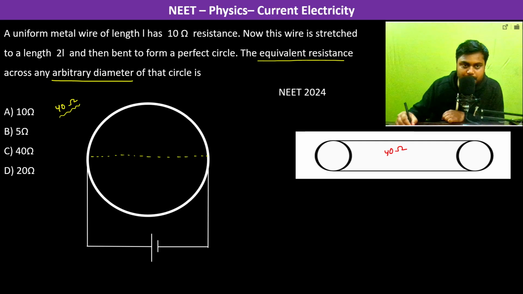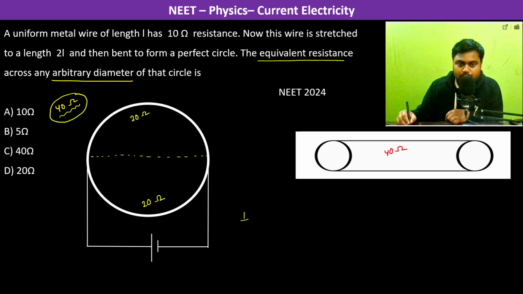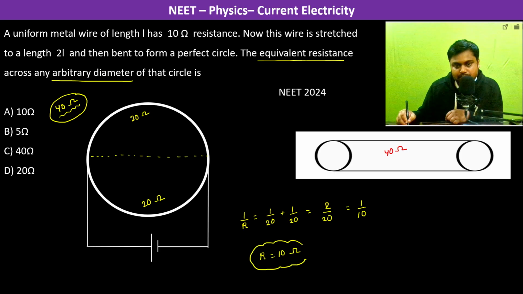So you see the above part, the resistance is going to be 20 ohm, and the below also the resistance is going to be 20 ohm, since the 40 ohm resistance is now divided. So 20 ohm and 20 ohm, and now both of them, they are in parallel. So therefore 1 by R is equal to 1 upon 20 plus 1 upon 20, which is 2 upon 20, which is 1 upon 10. So therefore the resistance is going to be 10 ohm. Okay, so therefore the answer is going to be A.